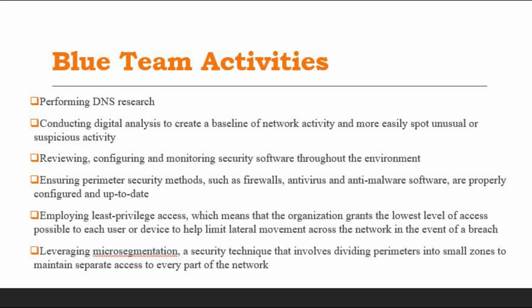Activities performed by blue team are: performing DNS research, conducting digital analysis to create a baseline of network activity and more easily spot unusual or suspicious activity, reviewing, configuring and monitoring security software throughout the environment, ensuring perimeter security methods, such as firewalls, antivirus and anti-malware software, are properly configured and up to date, employing least privilege access, which means that the organization grants the lowest level of access possible to each user or device to help limit lateral movement across the network in the event of a breach, leveraging microsegmentation, a security technique that involves dividing perimeters into small zones to maintain separate access to every part of the network.